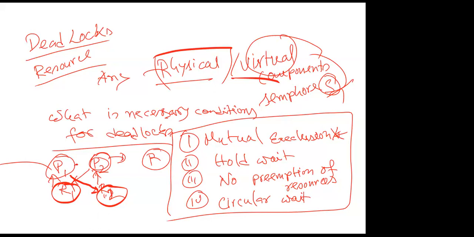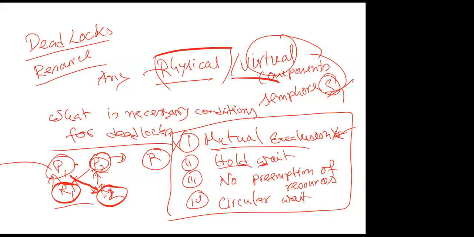If there is no mutual exclusion, it means two processes can access the same resources. Say process P2 can access R1 and R2, and P1 can access R1 and R2 at the same time. Then there will be no deadlock. But if you go for mutual exclusion, otherwise there will be inconsistency, so you need to maintain that. If there is no mutual exclusion, there will be no deadlock. No mutual exclusion means there is no restriction on accessing the resource.